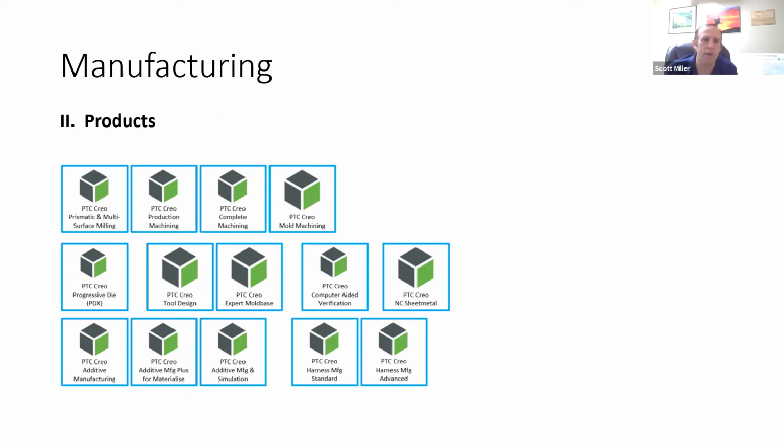So going through them, you have prismatic and multi-surface machining, production machining, complete machining, mold machining, progressive die, tool design, expert mold base, computer aided verification, that's for CMMs. And then you have our NC sheet metal product. And then the new products that have come down the line recently are the ones for additive manufacturing. So there's 3 of them for additive manufacturing, and then you have harness manufacturing as well.